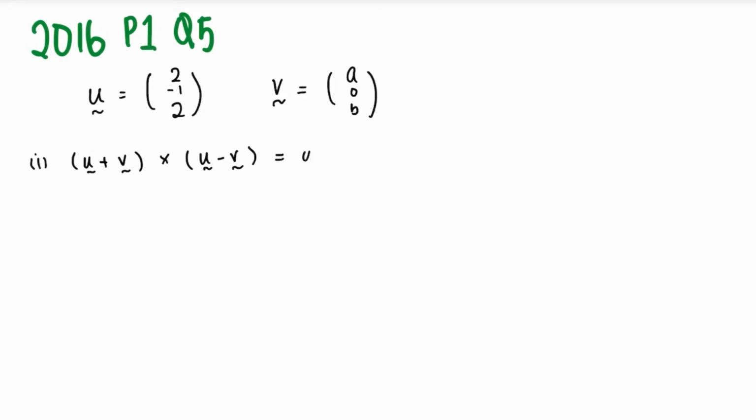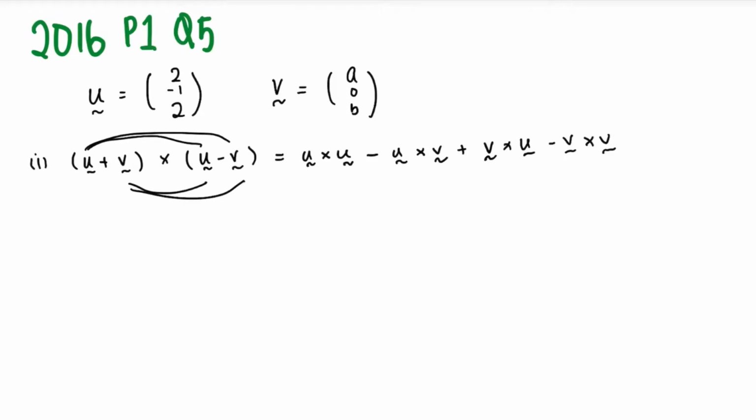You would have u × u, minus u × v, plus v × u, and lastly, minus v × v. So it's very simply just your normal algebra like this. Alright, you would then be able to combine everything.